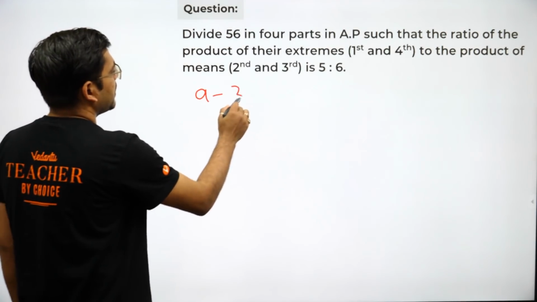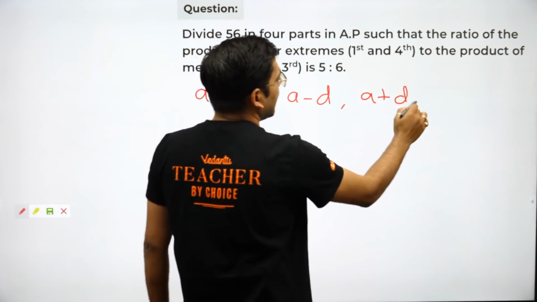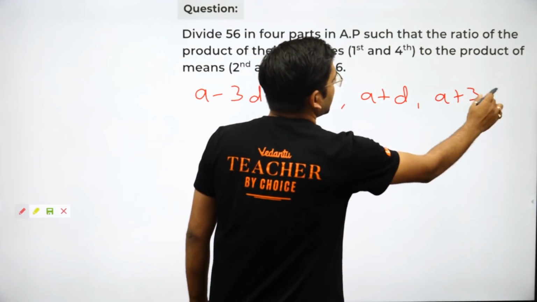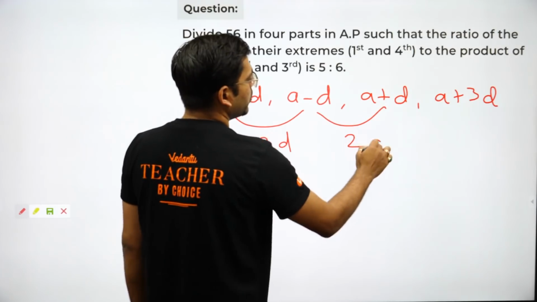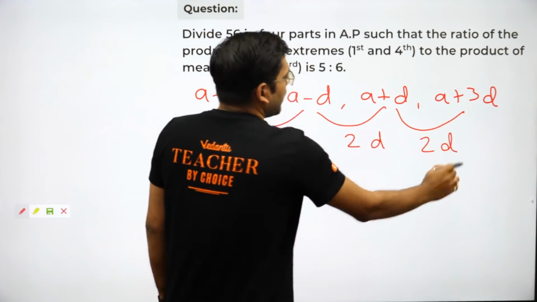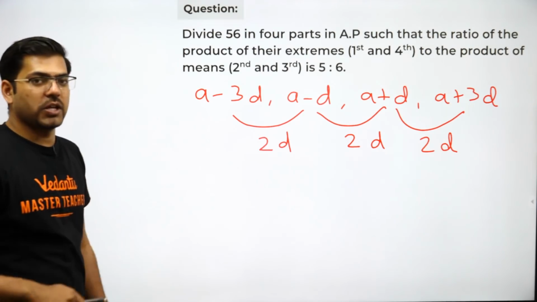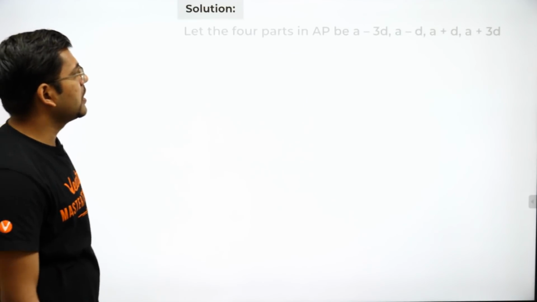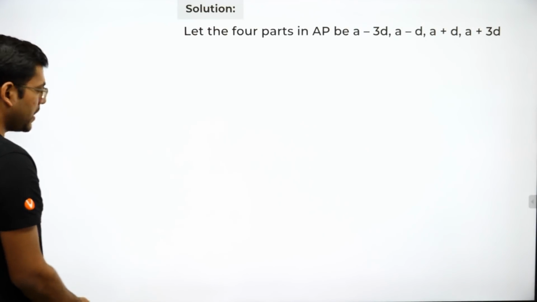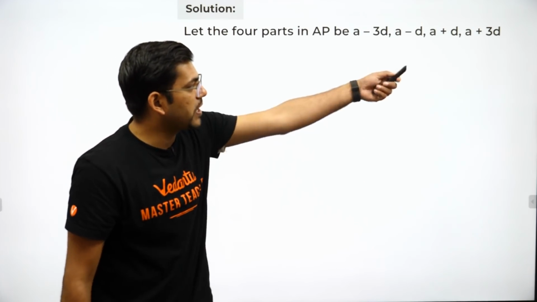The numbers would be A minus 3D, A minus D, A plus D, and A plus 3D. See here, all these numbers are in AP, with a common difference of 2D. Once they have a common difference of 2D, they are good to go in an AP. So, I have assumed these numbers. Let's see the solution. The 4 parts in AP are, let, A minus 3D, A minus D, A plus D, and A plus 3D.